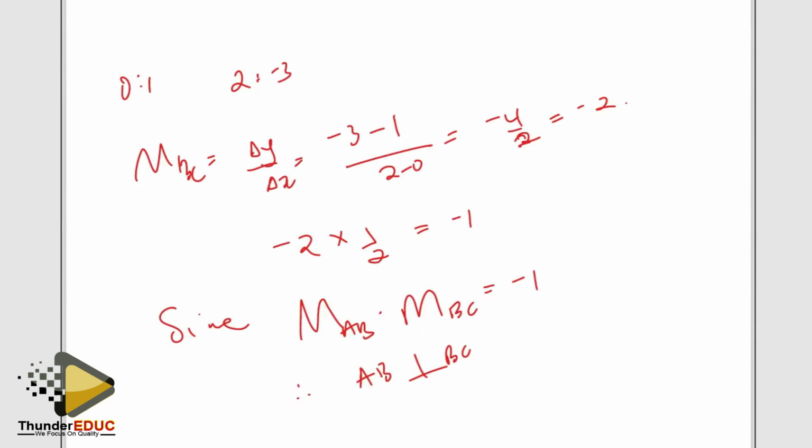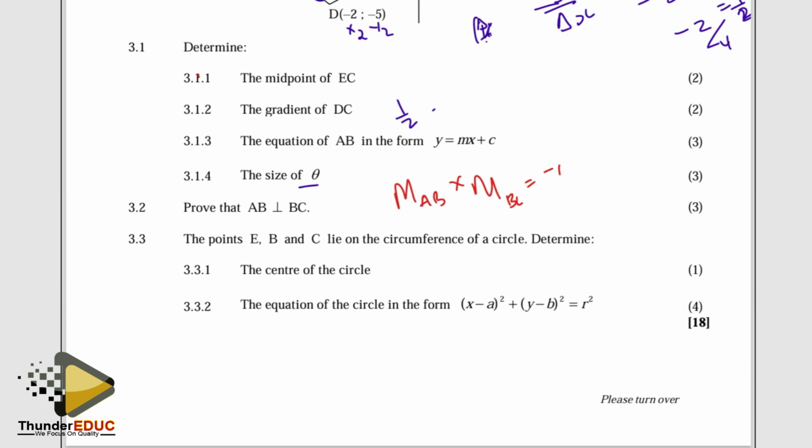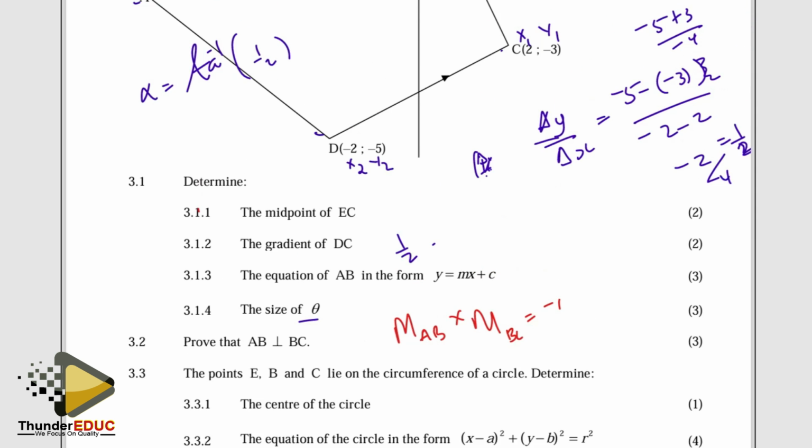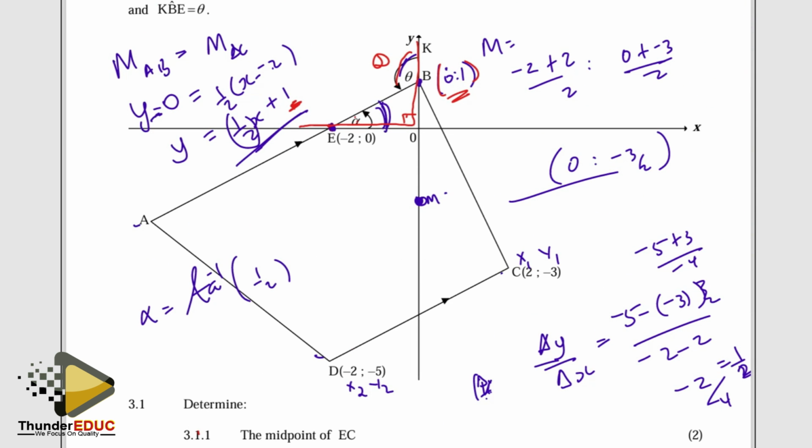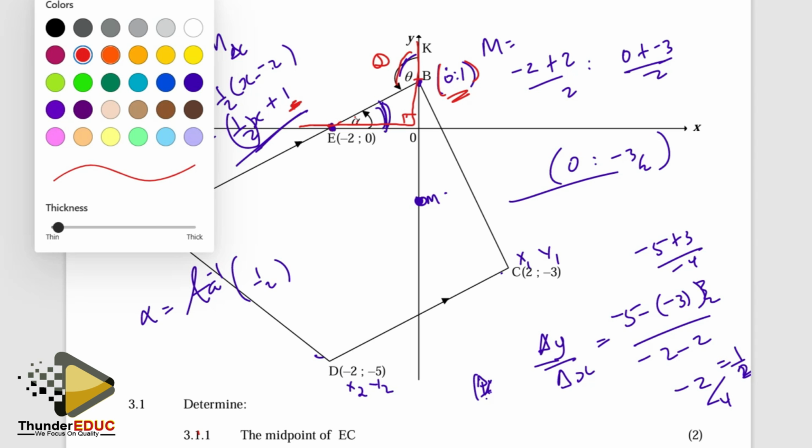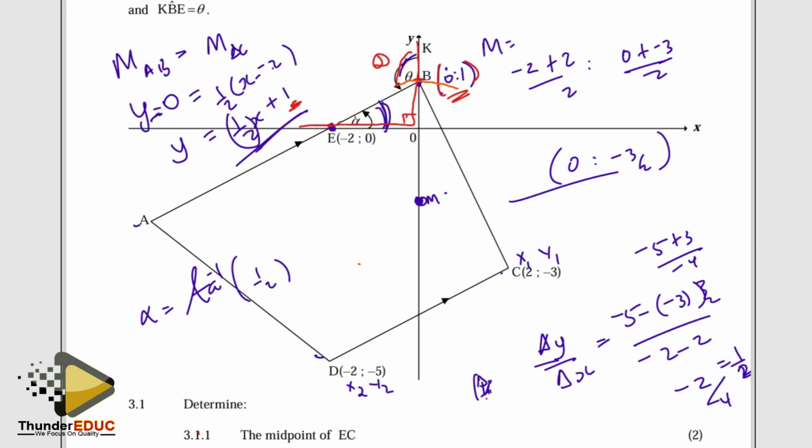Then with the next part, they're telling us that E, B, and C lie on the circumference of a circle. So these points lie on the circumference of a circle. Please just imagine there's a circle there passing through those points. E, B, and C are lying on that. But what we just proved was that there's a 90 there.